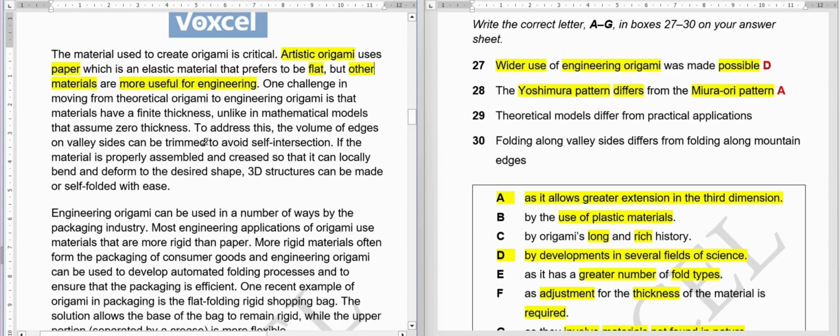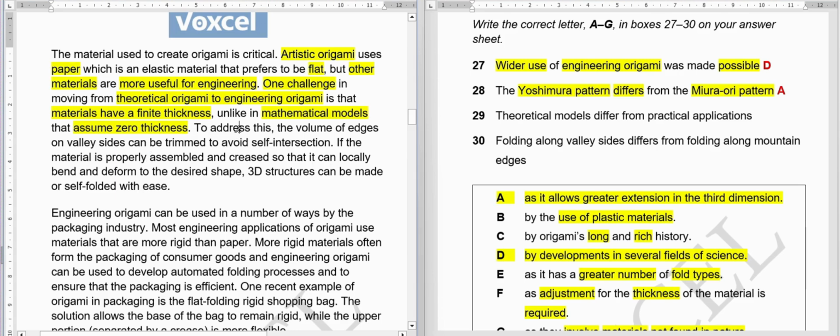One challenge in moving from theoretical origami to engineering origami is that materials have finite thickness, unlike in mathematical models that assume zero thickness. So we have a challenge, a difficulty, a problem, if we want to move from theoretical origami to engineering origami. What is the problem? That materials have finite thickness. Obviously, every material on earth will have some sort of thickness. No matter how slim it is, it will have some sort of thickness. But in mathematical models, what we assume is materials do not have any thickness.